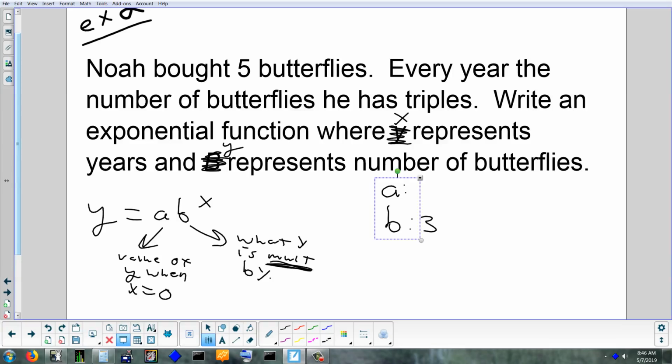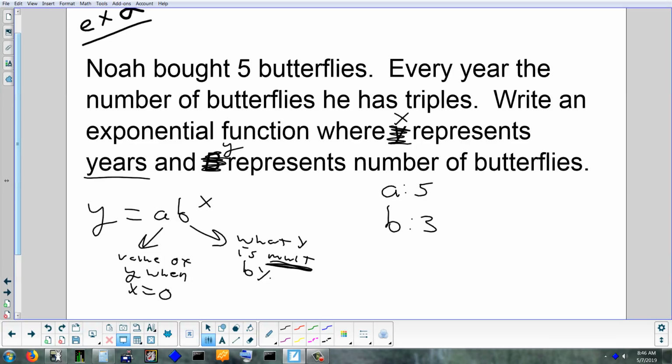a is the value of butterflies when x is 0. What does x represent in this equation? Years. So if x is 2, that means after 2 years. If x is 5, it means after 5 years. If x is 0, it means right at the beginning, right when he bought them. He has 5, exactly.